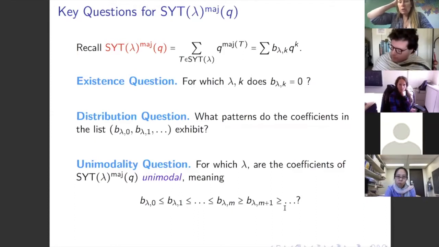And then could we describe the distribution of the coefficients? Do they go up and go down? How large do they get? Could we say something in the limiting process? A lot of people are interested in unimodality or log concavity and other problems too. So we're certainly interested in the unimodality question. Do they go up and then go down, or do they wiggle along the way?